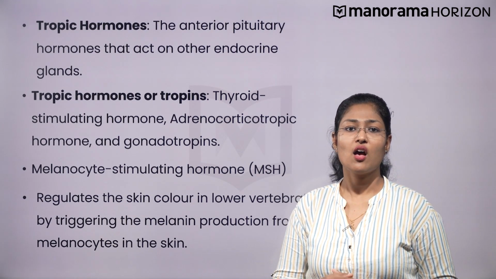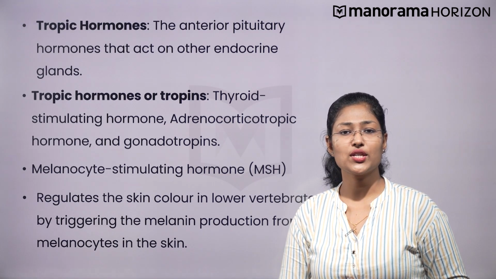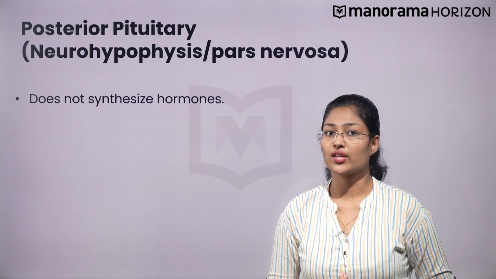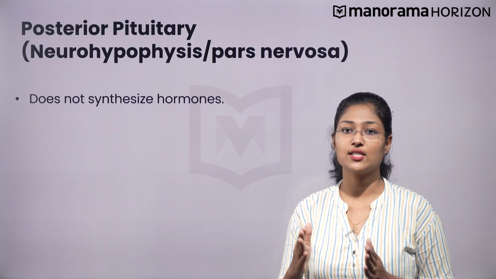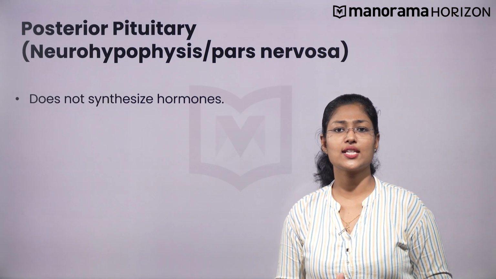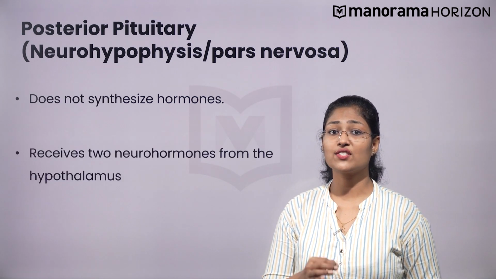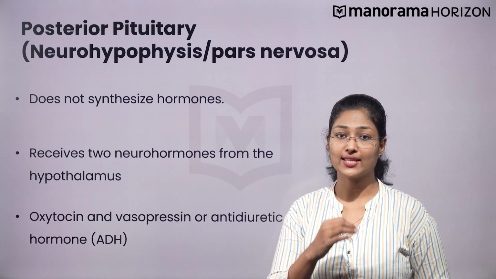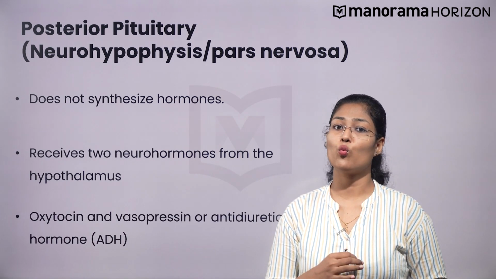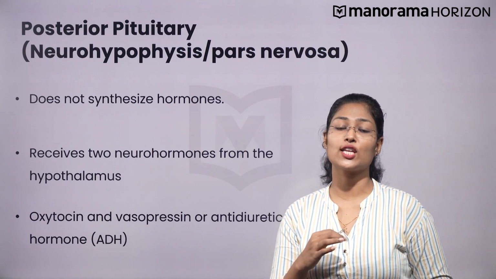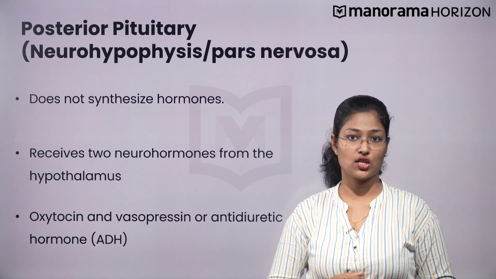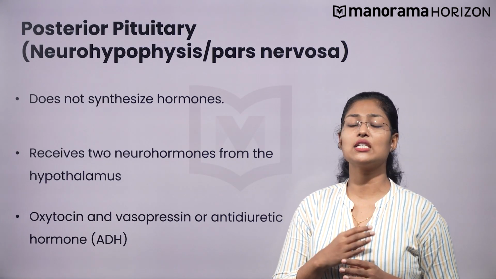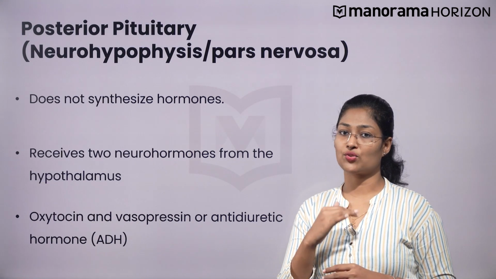I have doubts again. What are the hormones secreted by the posterior pituitary then? The posterior pituitary, that is the neurohypophysis or pars nervosa, does not synthesize hormones, but it receives two neurohormones from the hypothalamus. And these are oxytocin and vasopressin, or the antidiuretic hormone, or the ADH. So, the posterior pituitary stores and releases these two hormones into the bloodstream.